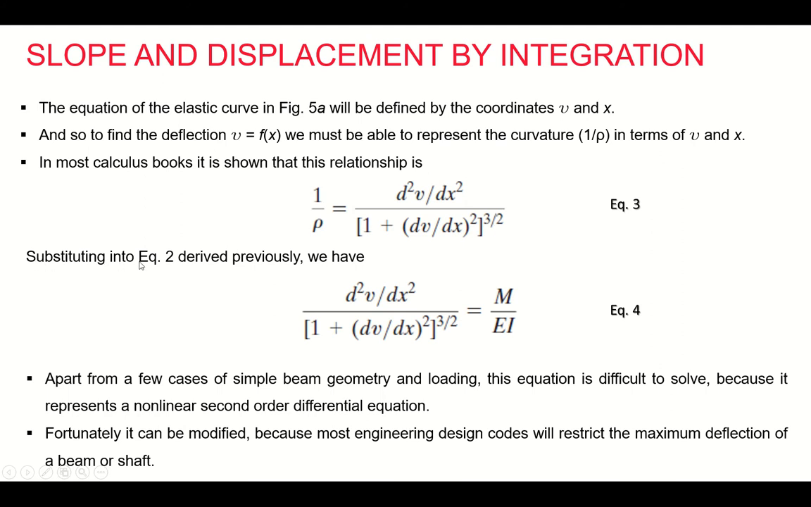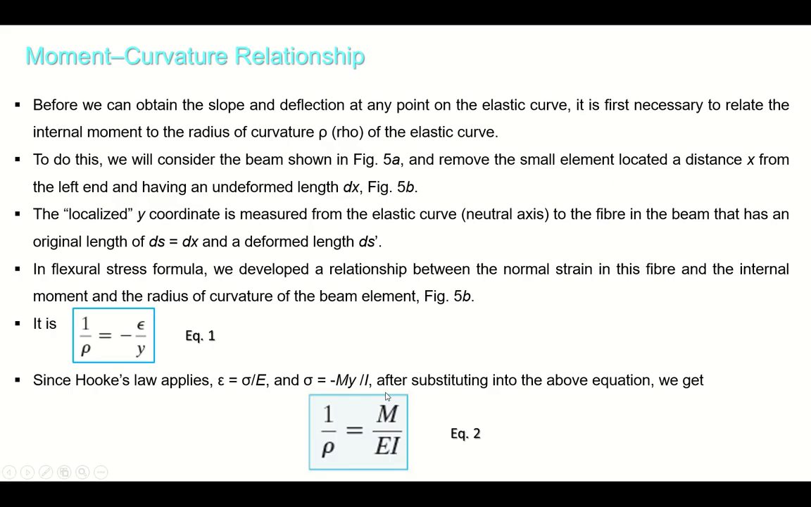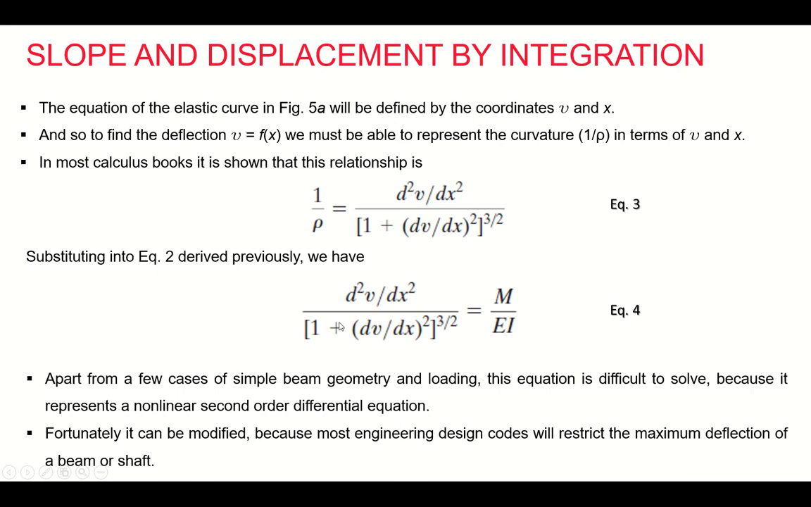Now substituting this into equation 2, which was derived in the last video, let me take you to equation number 2. This is equation 2, where 1 by rho is equal to M by EI. So we can replace 1 by rho with M by EI, and it is equation 4. Apart from a few cases of simple beam geometry and loading, this equation is very difficult to solve, because it represents a non-linear second order differential equation.